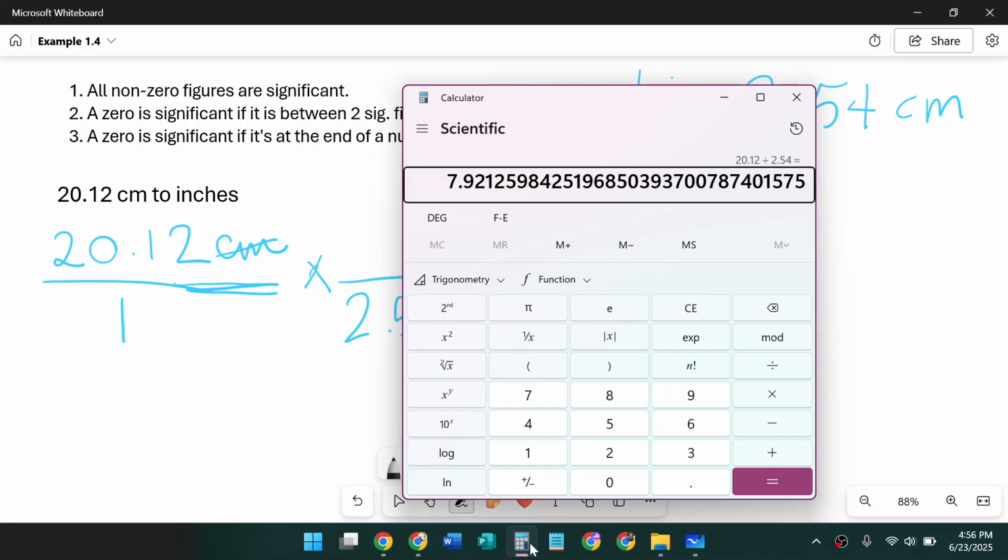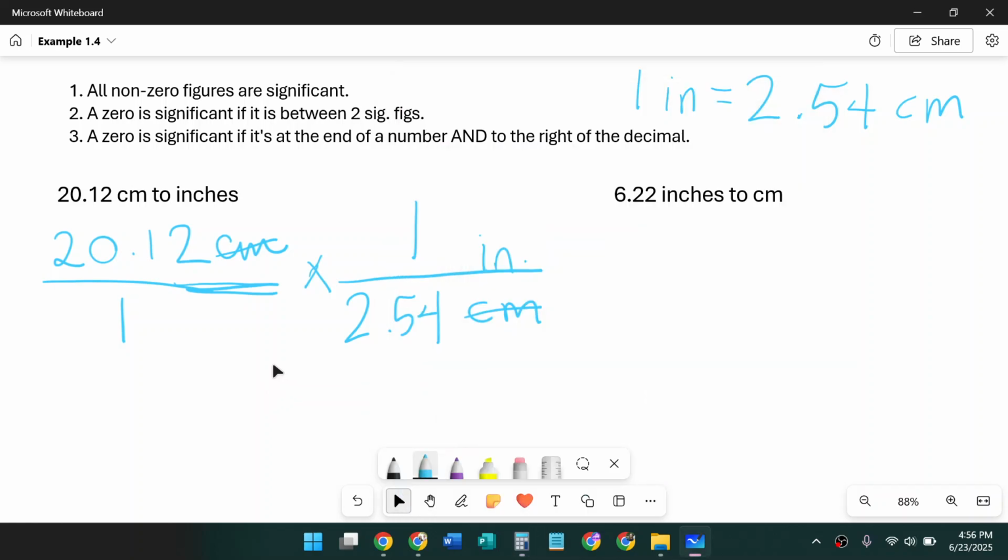So before we write that down, let's look at our original number. We're not going to worry about how many significant digits are in our unit conversion fraction because that has been defined as being exact. It goes out so far that we could pretend that it's 1.000000000 over 2.54000000. So it has more significant figures than any of the others. So the only number we have to worry about is 20.12. So that has 4 significant digits.